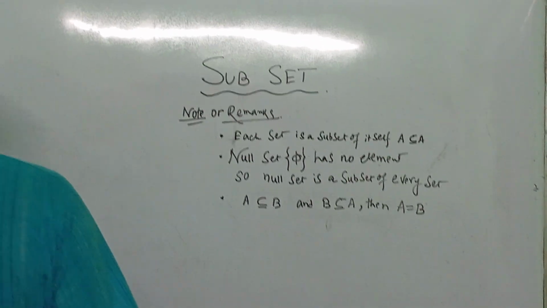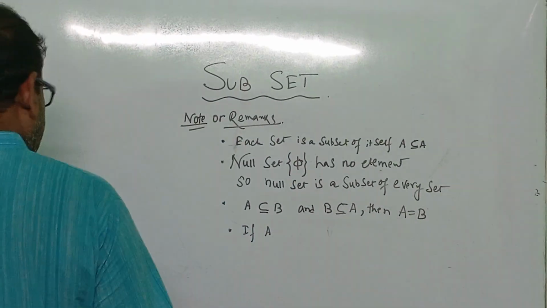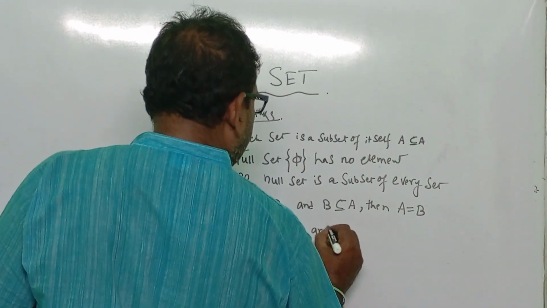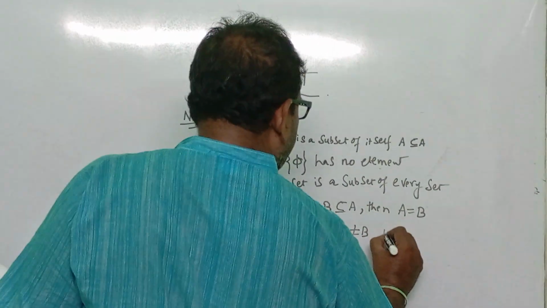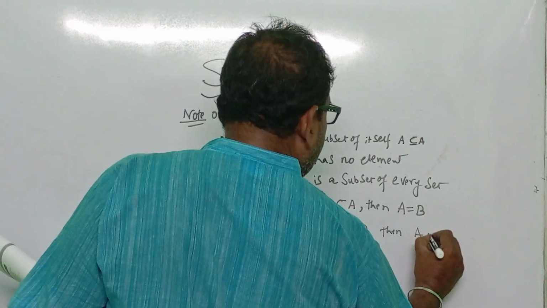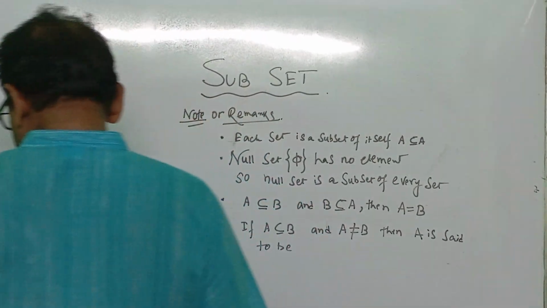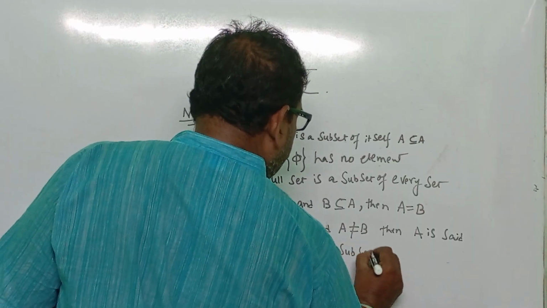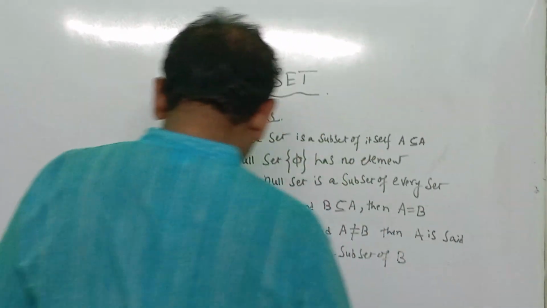Number 4. If A is a subset of B and A is not equal to B, then, very important point, A is said to be a proper subset of B. Clear?